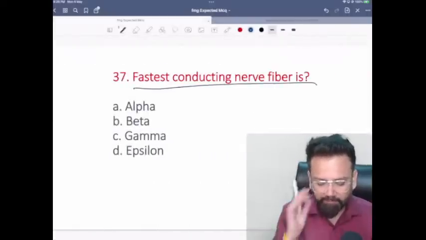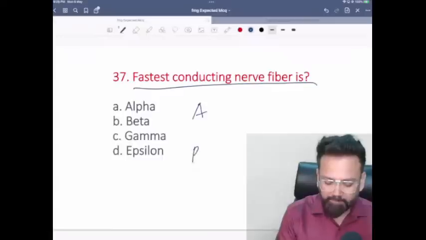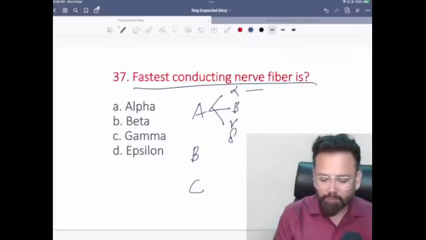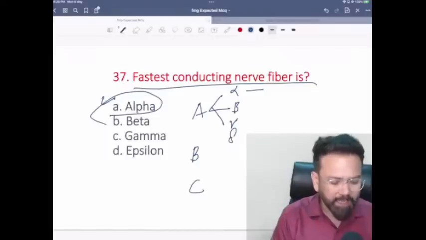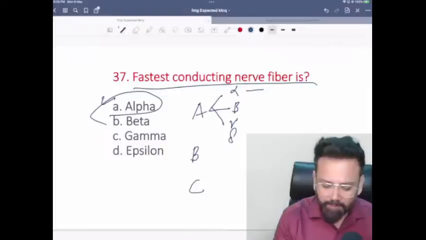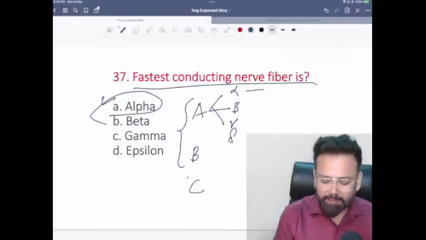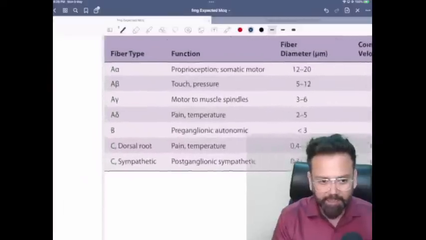Fastest conducting nerve fiber is. Now you know that A fiber, B fiber and C fiber. A has A alpha, beta, gamma, delta. So A alpha is for proprioception, so that will be having maximum myelination. Maximum myelination means maximum conduction. A and B are myelinated, C is unmyelinated. This is called the Erlanger-Gasser classification.